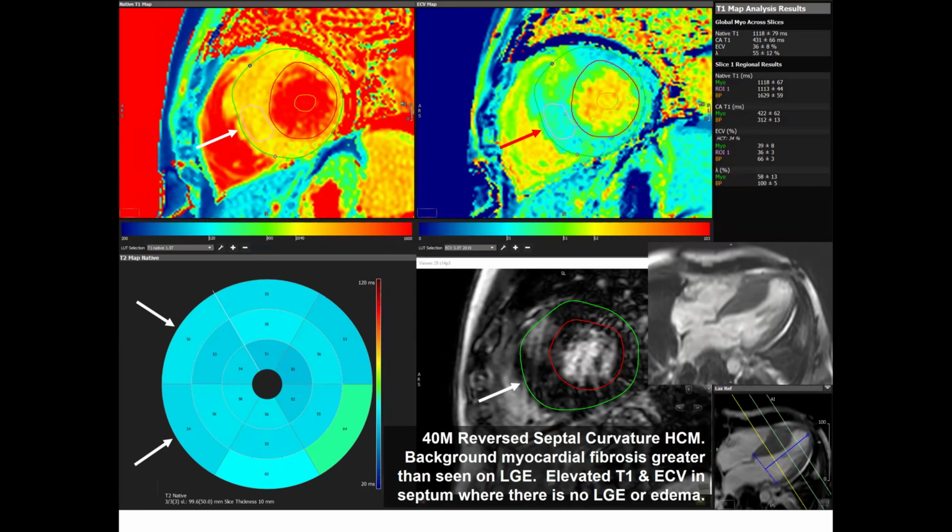In HCM cases, we use T1 mapping and ECV to assess for background myocardial fibrosis, as illustrated in this case with anterior hinge point predominant scar. We can see that there is T1 and ECV elevation even in areas not affected by LGE, for example, in the interventricular septum. Some researchers have demonstrated that native T1 values in non-hypertrophied segments are significantly higher in HCM than in hypertensive heart disease.